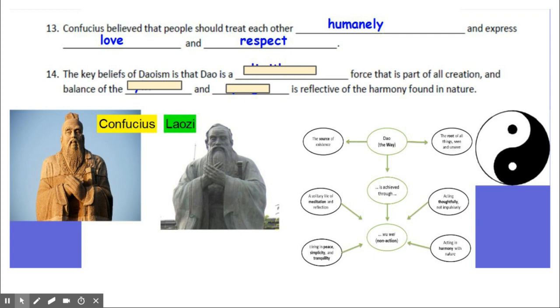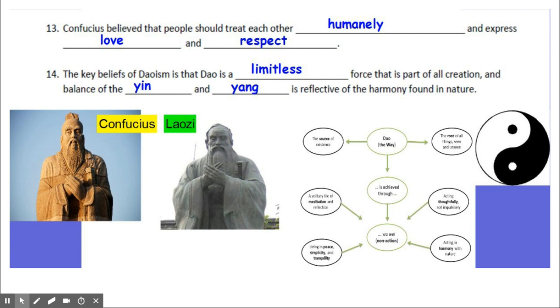In number 14, the key beliefs of Taoism. Taoism is a limitless force that is a part of all creation. And the balance of what we call the yin and the yang is reflective of this harmony in nature. The founder of this faith was a man named Laozi, who you see below. And if you take a look to the right, there is a symbol of the yin yang.